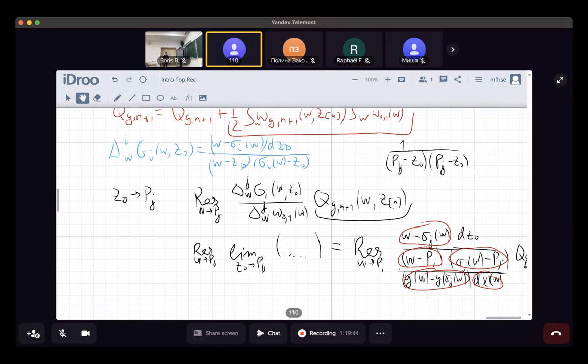Значит, еще раз, произошло следующее: утверждается, что, во-первых, мы смотрим на предел при Z0, стремящемся к PJ, мы говорим, что мы можем поменять, сейчас, почему можем поменять предел и residue и вычет? Ну, значит, мы хотим сказать, что не должно получиться особенности в любом случае при этом. Да. Нас интересует этот вопрос.